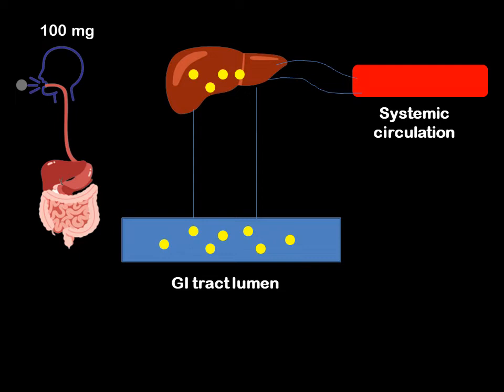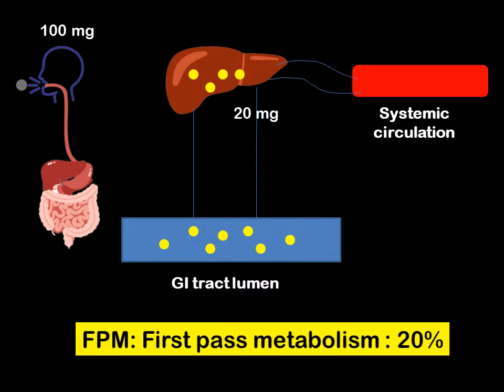And what happens inside the liver? The breakdown, the chemical changes happen. So for example, out of 100, 20 mg converts into the inactive form. Because of the metabolism, because of the breakdown, 20 mg converts into the inactive form. So the remaining 80 mg will enter into the blood. So we can say that 20 mg is the loss. So we can say that first pass metabolism is 20%. It's a loss of drug.